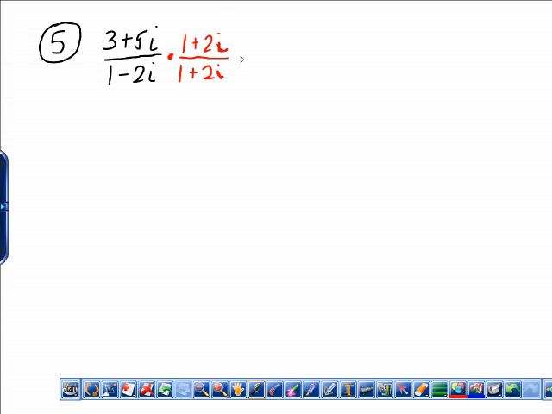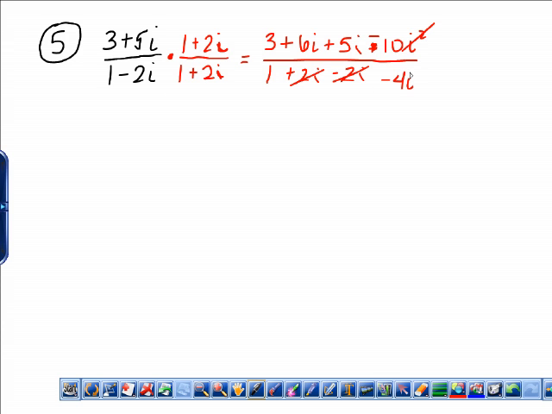All right, and so let's FOIL. 3 times 1, that's 3. Outside would be 6i. Inside would be plus 5i. Last would be plus 10i squared. I'm going to cross off that i squared and change that to a negative, because remember, i squared is negative 1. On the denominator, I have 1, plus 2i, and minus 2i. Now remember, this always happens with conjugates, where those cancel. Then I have minus 4i squared. Again, cross that off, change that sign.